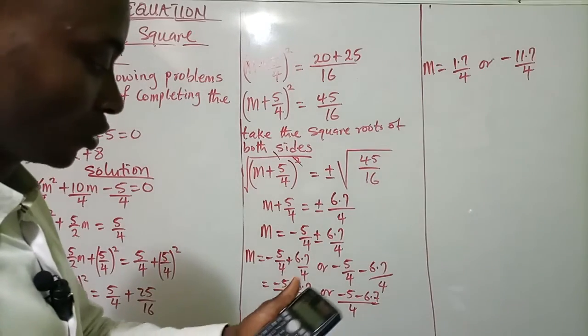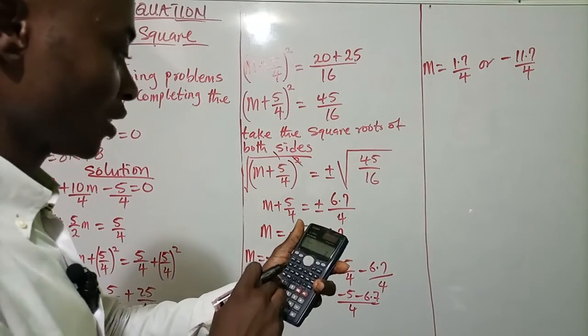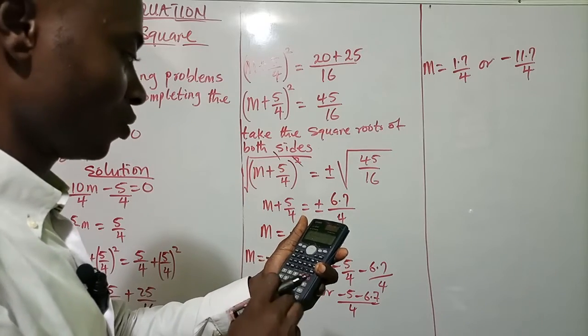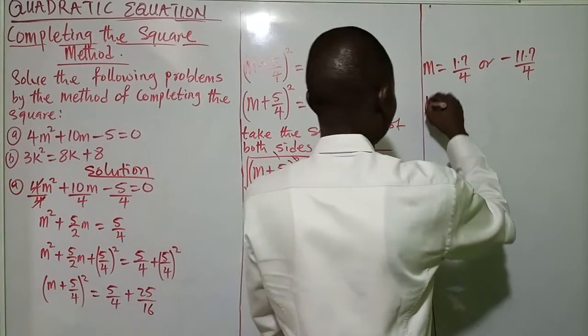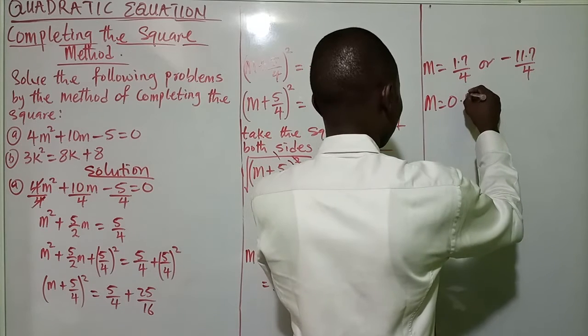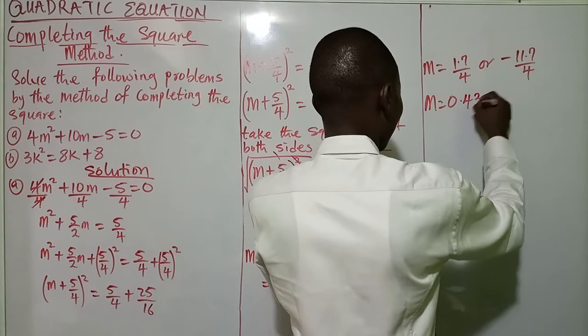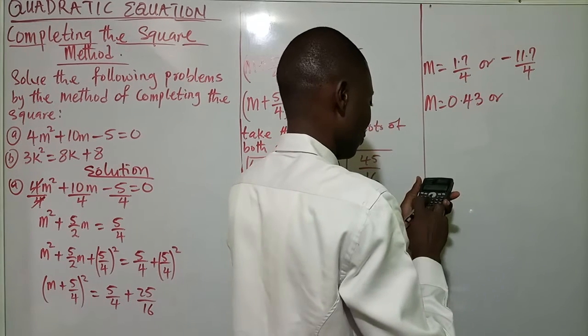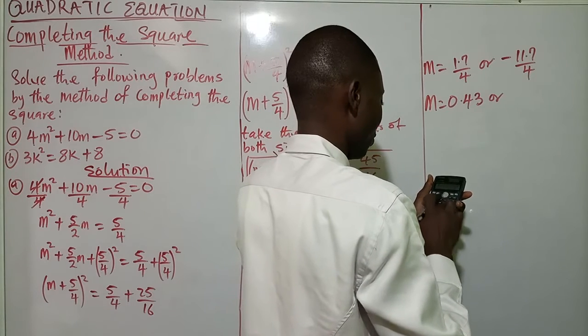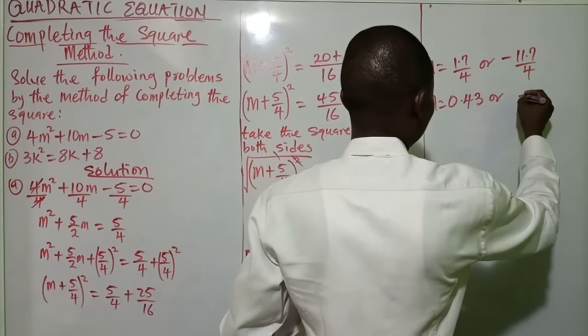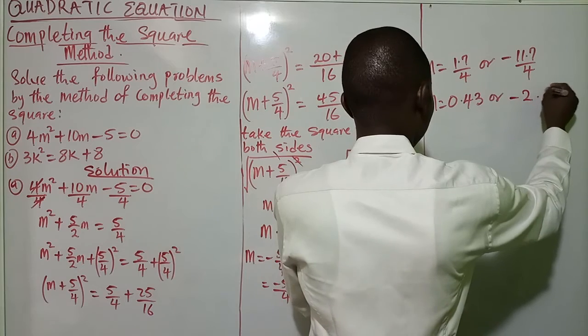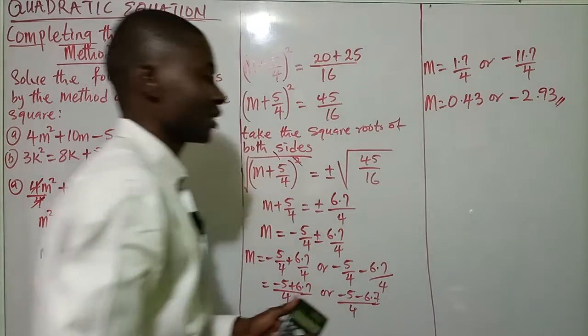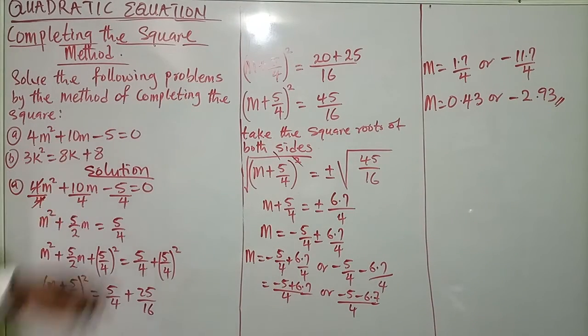Now if you use your calculator to divide that first one, 1.7 divided by 4, that will give us m is equals to 0.443, or 11.7 divided by 4 will give us minus 2.993. So that is the answer to this first question, using the completing the square method. That is it. Not difficult at all.